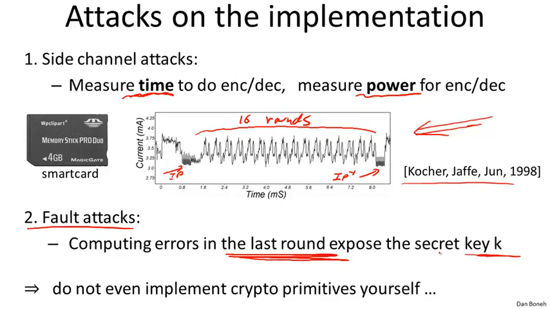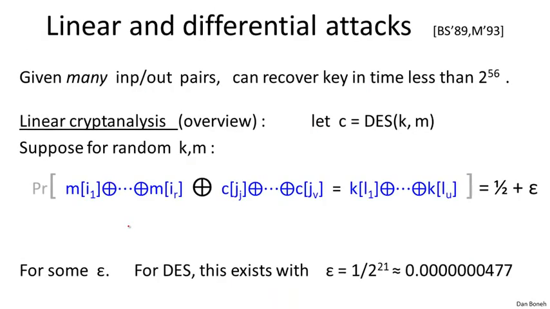I hope these examples show you that not only should you not invent your own block ciphers, you should never even implement these crypto primitives yourself. Because A, you have to make sure there are no side channel attacks on your implementation, and B, you have to make sure that the implementation is secure against fault attacks. Okay, so instead you should just use standard libraries like the ones available in OpenSSL and many other libraries out there. So don't implement these primitives yourself, just use existing libraries.